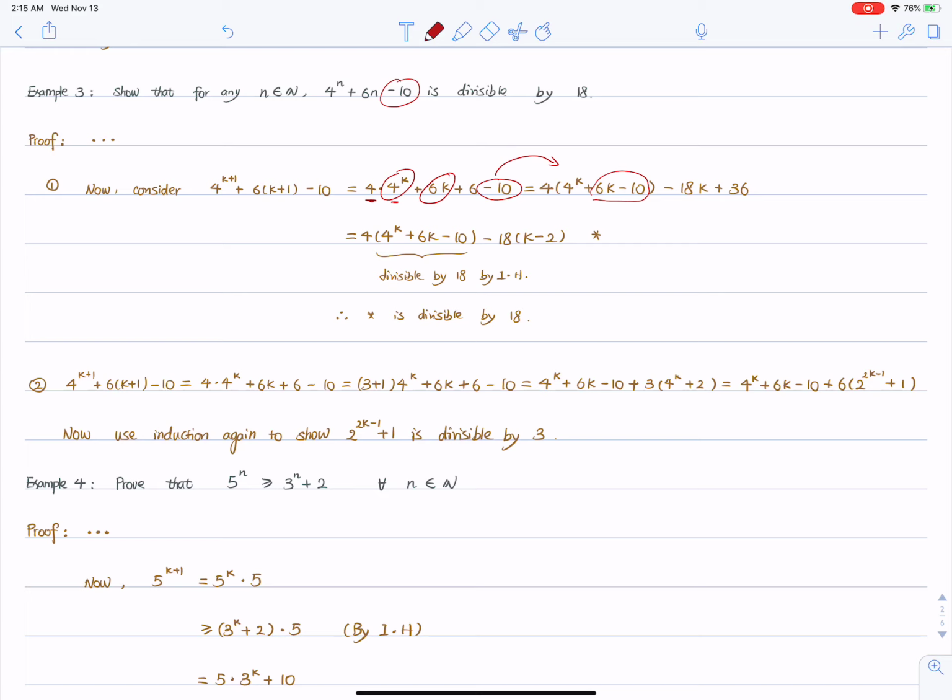And because we times 4, this is like 24k minus 40, but originally I only have 6k minus 10. That's why you need to minus 18k plus 36, okay?